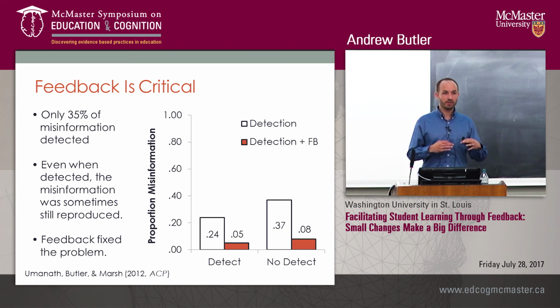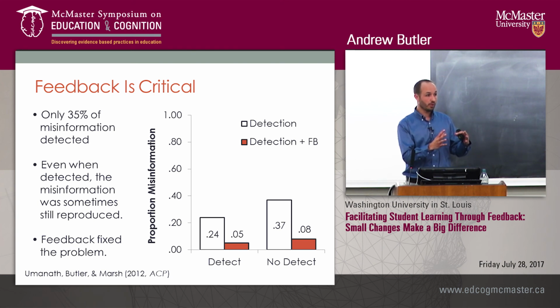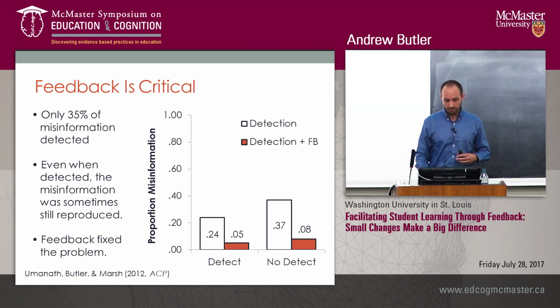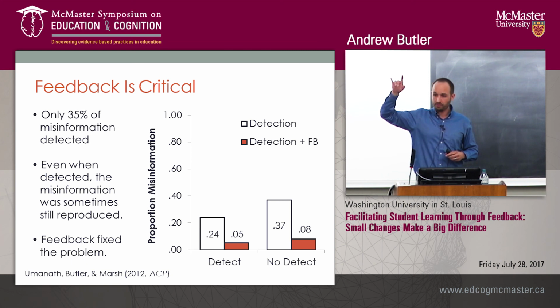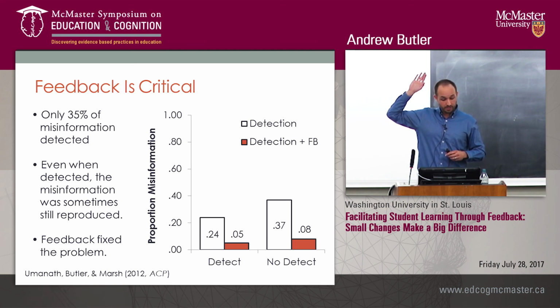Right? They'd found it, but they weren't sure of it. And this generally happened when they didn't get feedback. They thought they had it, maybe they weren't sure, they reproduced it later on. So what I'm plotting here is the proportion of misinformation as a function of the detection condition, either detection or detection with feedback, and whether or not they detected it. And what you can see is even if they successfully detected it, they went on to produce it sometimes.